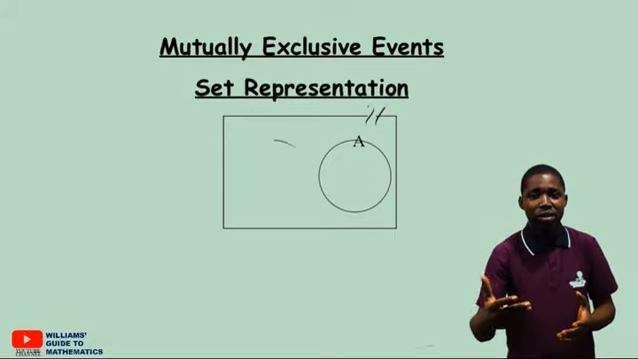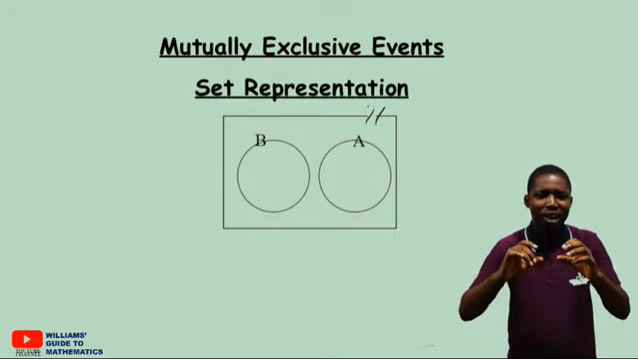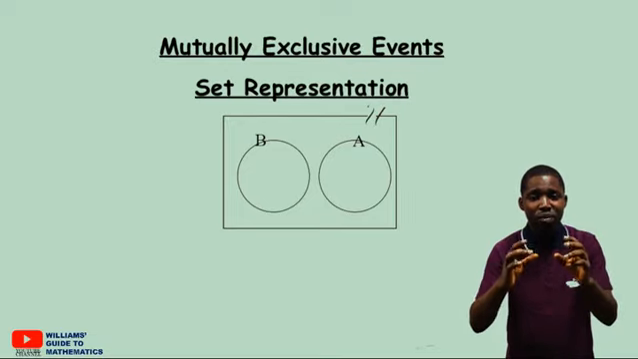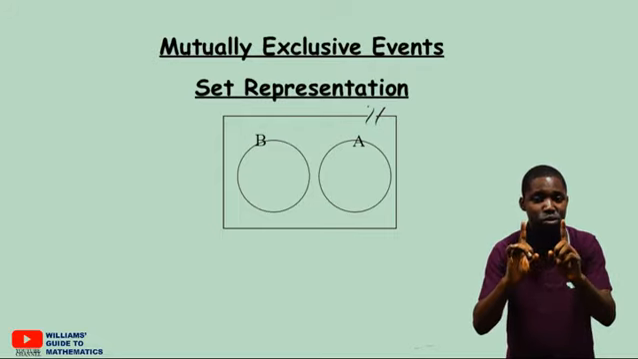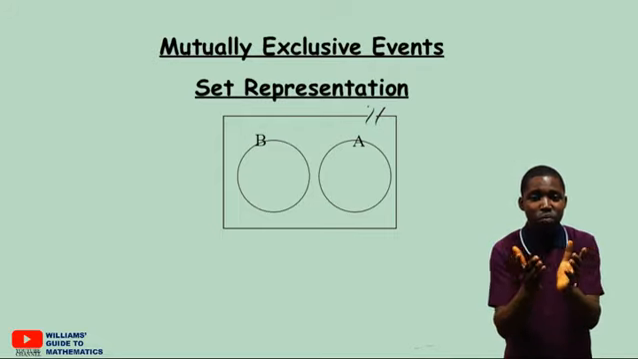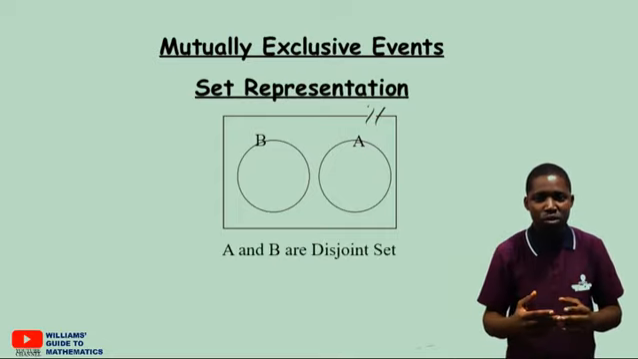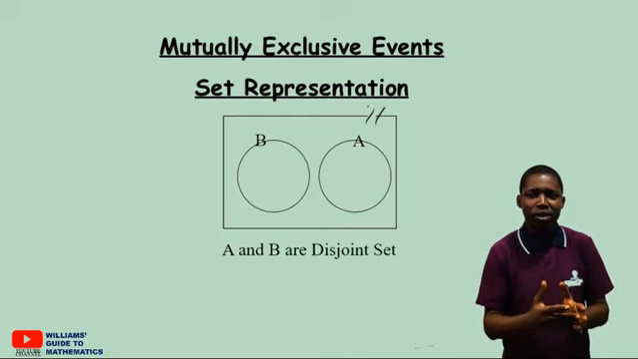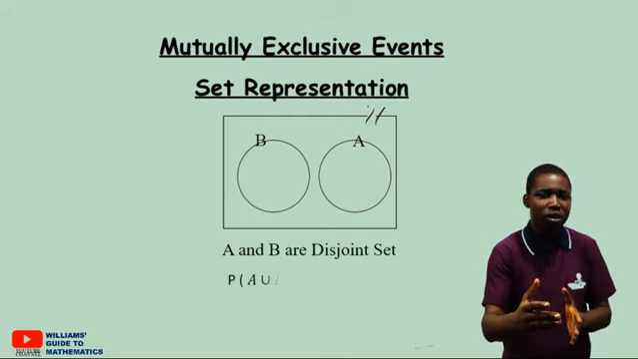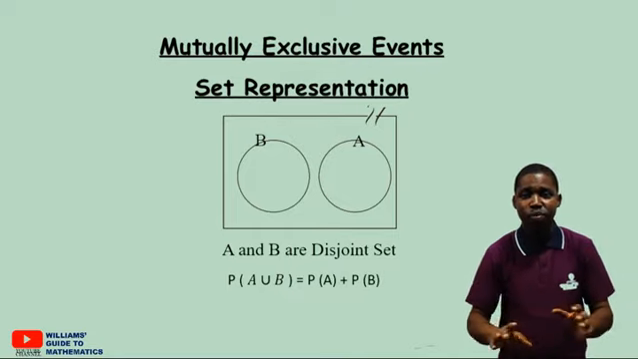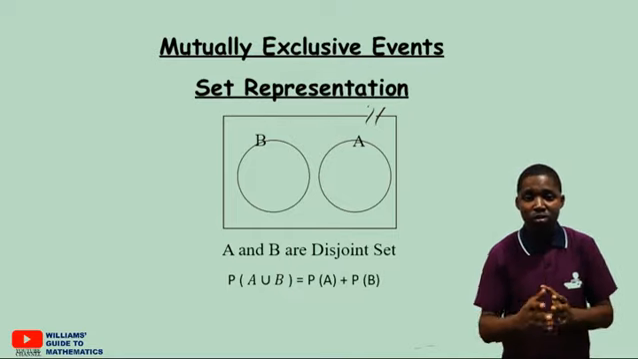Now, in set representation, we can have a universal set, a subset A, and another subset B. The fact that we said they are mutually exclusive events means they have nothing in common, meaning these two sets will not join each other. The two subsets A and B will not be joined together. For that reason, we can take them to be a disjoint set. So set-wise, I can take the probability of A union B to be equal to the probability of A plus the probability of B, because they have nothing in common.